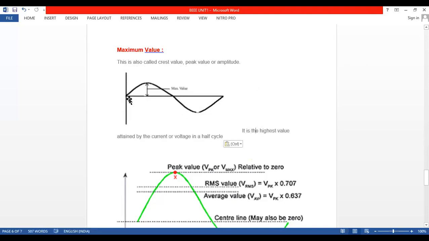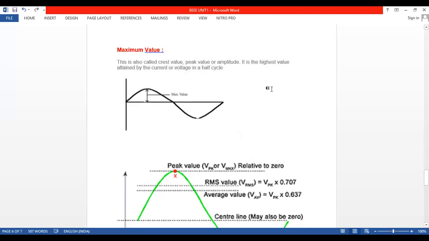So in one half cycle, let us say this is the positive half cycle, this is the highest position. You can write simply: highest value attained by the current in a half cycle is called the maximum value or peak value. It is represented by Im or Vm. So what is the definition? Maximum or highest position reached by the current during the positive half cycle or during the negative half cycle is called the maximum value.